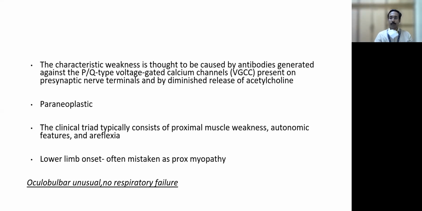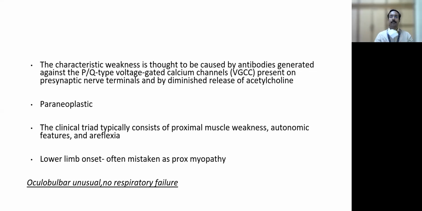A short word on presynaptic neuromuscular junction disorders. Their clinical pattern is a little different from myasthenia gravis, where they actually come in a triad of proximal weakness, which actually starts in the lower limb, significant autonomic features in the form of dryness of mouth, mild impotence, and all, which might be pushed under the carpet, and areflexia. So they're often considered to be maybe a nerve mimic or a proximal myopathy mimic, and sometimes not picked up. They don't come as aggressively or as rapidly as myasthenia gravis.